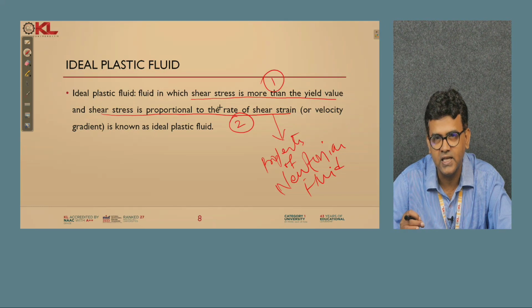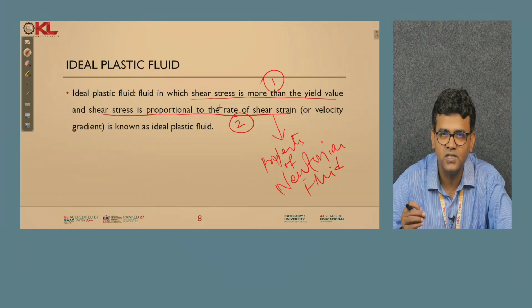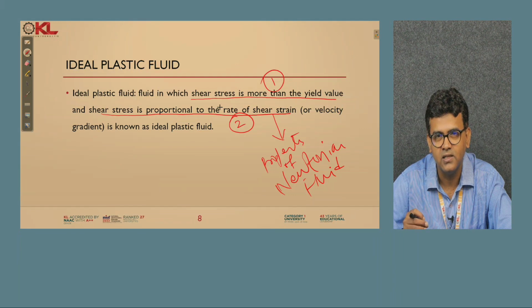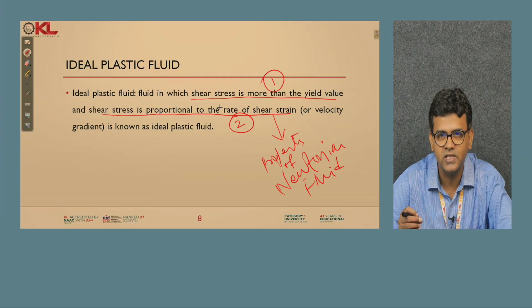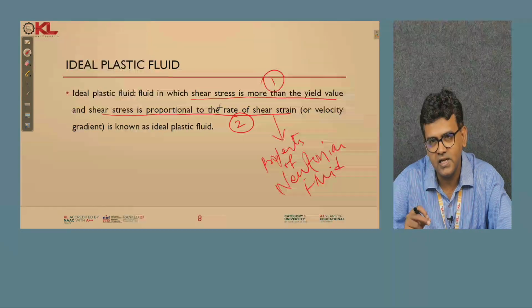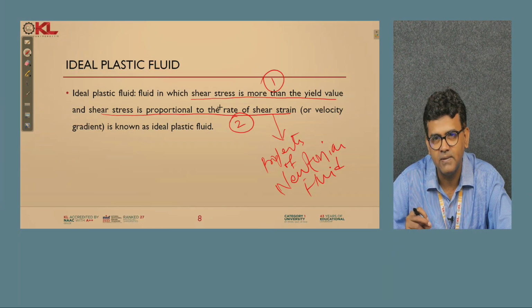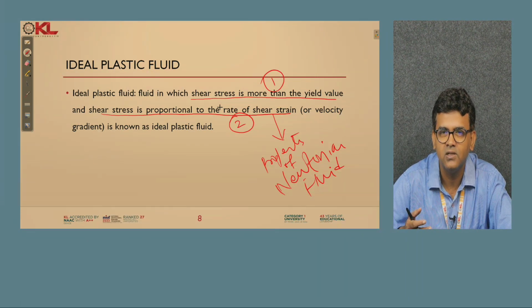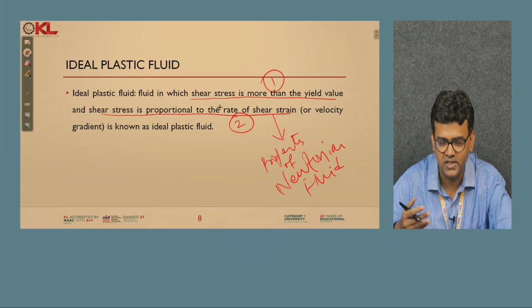That means in that case, if you see through the graph, when shear stress is proportional to shear strain, then you will get a straight line. And if that straight line is passing through the origin, that means it is not more than the yield value. For getting more than the yield value, it will have some positive intercept, so it will not pass through the origin. Let us see from the graph.